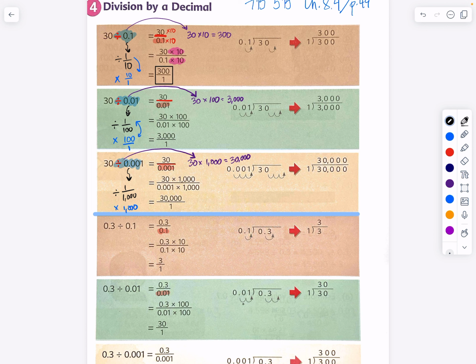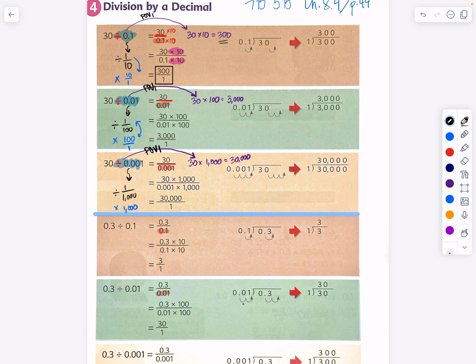300 over 1, which is the same answer we got when we used my point of view. Let me write POV, point of view number one. That was the perspective when we divide by a decimal. It's the same as multiplying by a reciprocal.